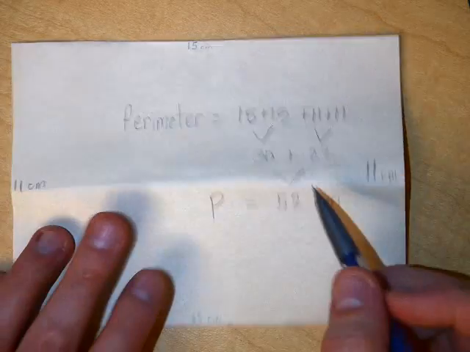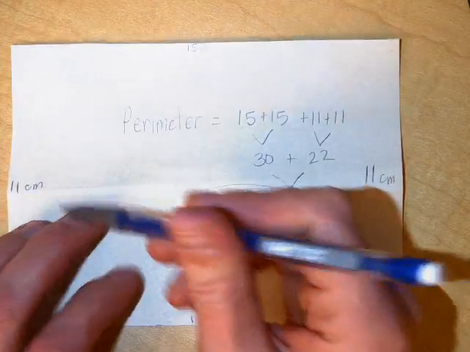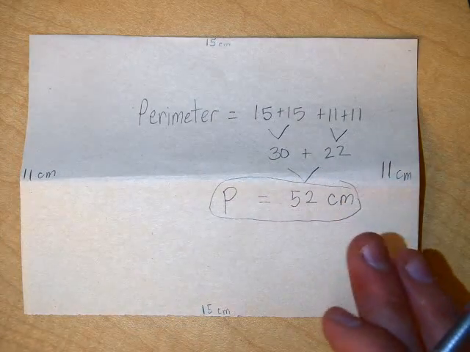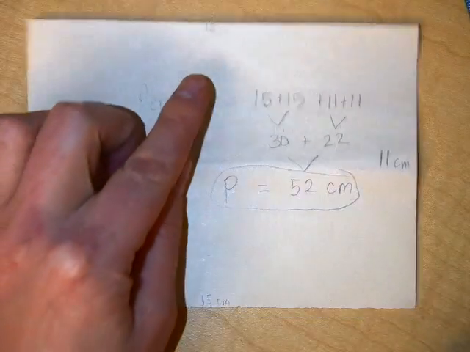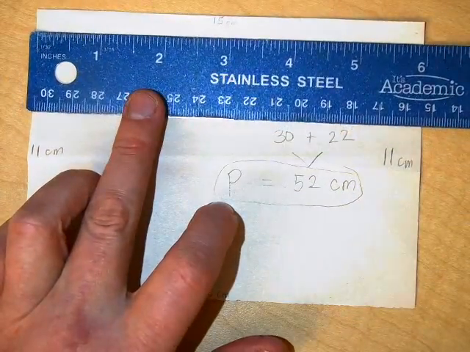So the perimeter is just how long all the edges are put together. That's it, guys. That's all you've got to do in order to measure perimeter. Now I measured it in centimeters. We could go back and do the same thing in inches, if we wanted to.